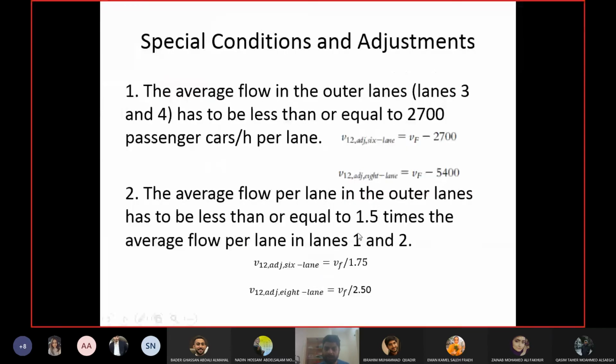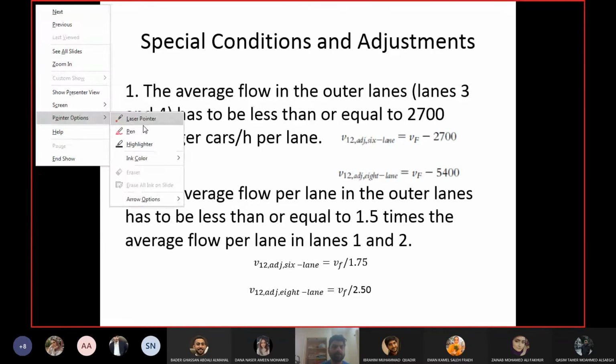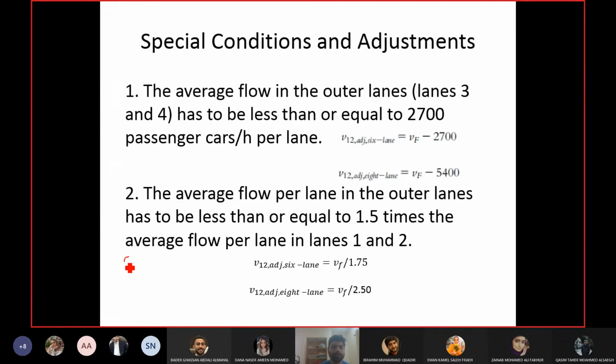So the outer lanes, again meaning the third or the fourth lane, the average flow per lane in the outer lane has to be less than or equal to 1.5 times the flow per lane in lanes 1 and 2. Okay, per lane flow in lanes 1 and 2. For example, what they mean here is, let's say the total flow on the freeway, let me give you a value here, is 6,000.